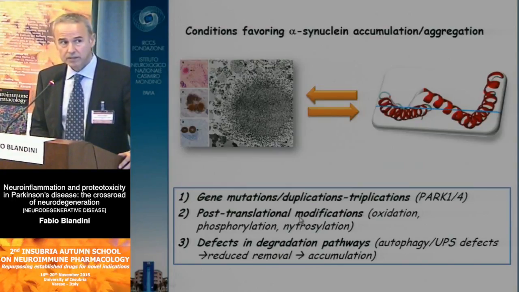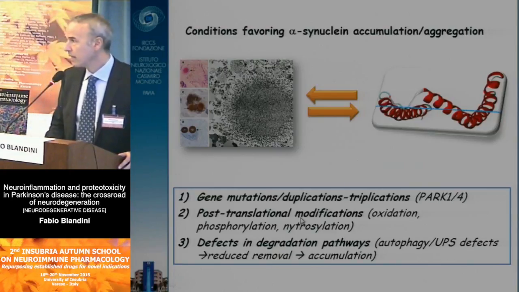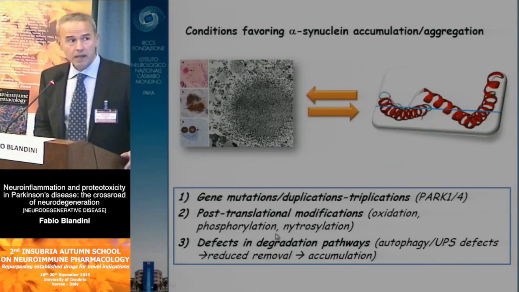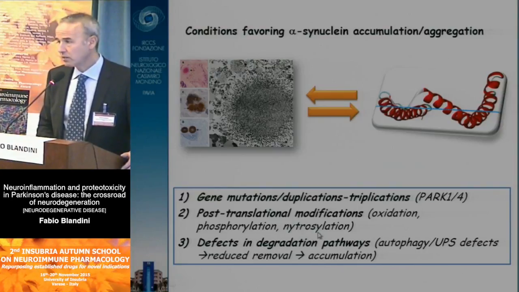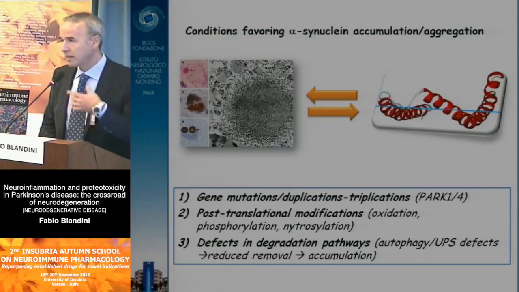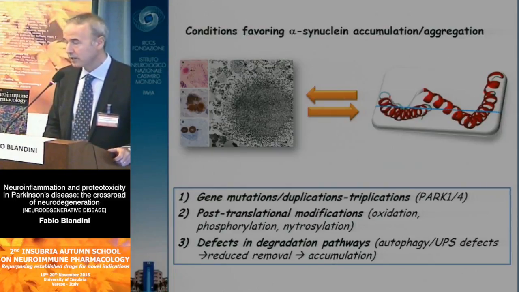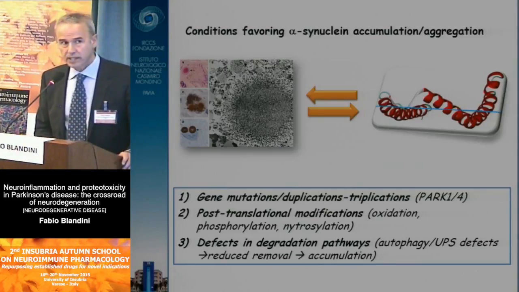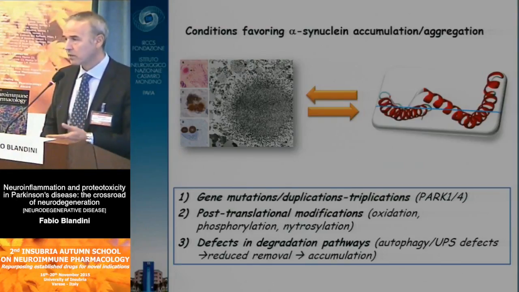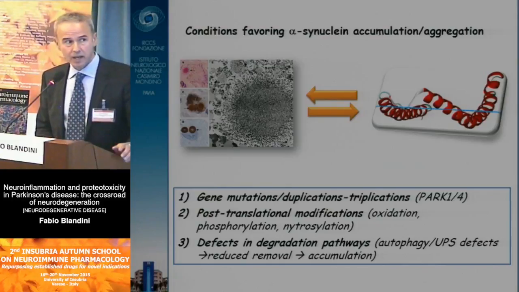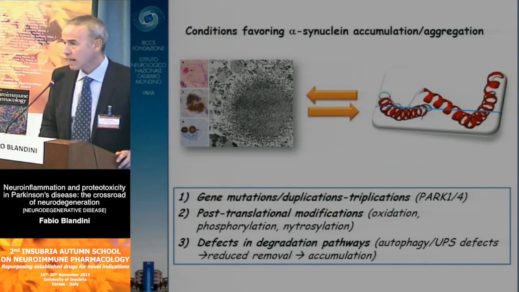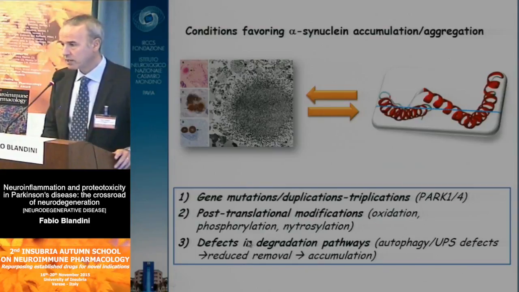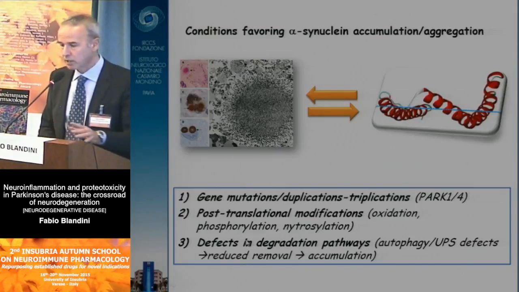Second, post-translational modifications. All these are quite obvious, right? After all, we've seen oxidation, phosphorylation, nitrosylation, all the conditions that we have seen so far, basically mitochondrial defects, microglial activation, are all conditions, obviously, that through the release of reactive oxygen or nitrogen species can impact post-translationally on alpha-synuclein. But the third mechanism is the one that I'm most interested in, and the one I would like to spend a few words on.